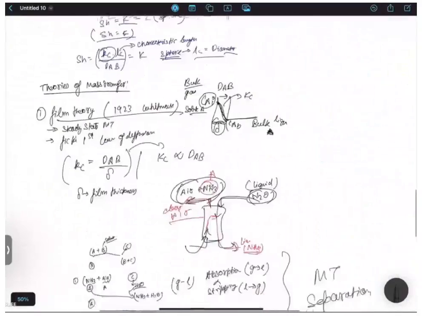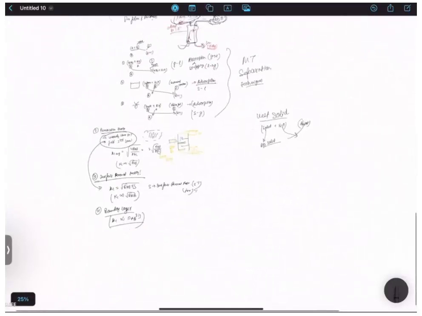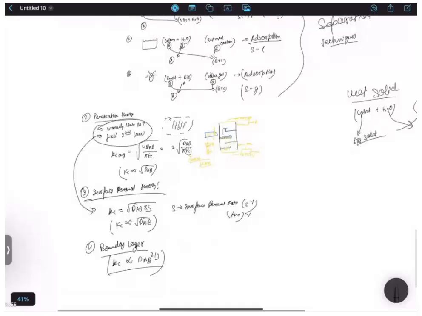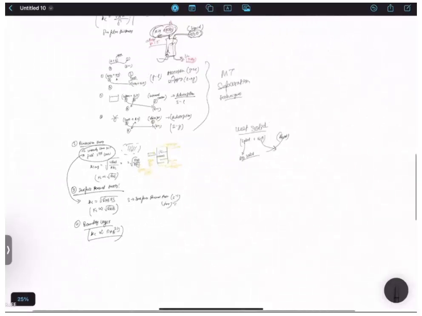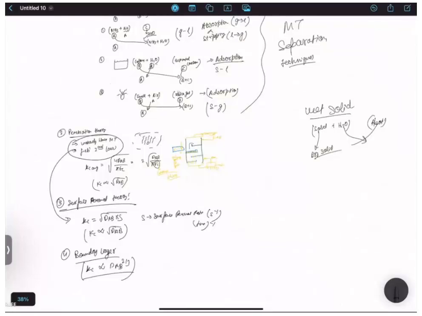So I think if you remember this much till today, these are the theories of mass transfer. Two film theory is there, but that we will cover in interface mass transfer, and we will then go into absorption and stripping, which we will start from Monday.